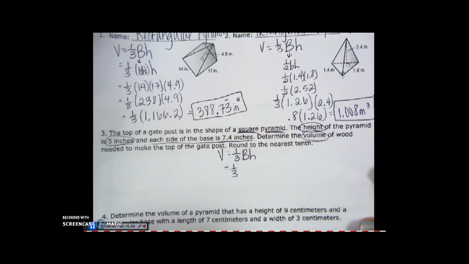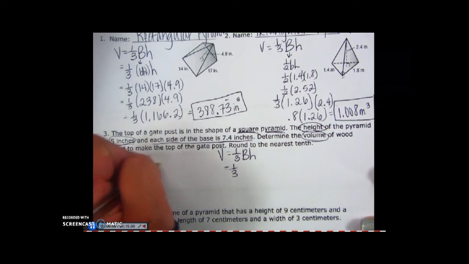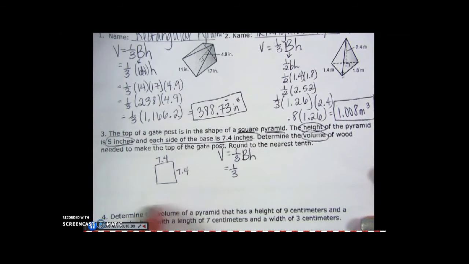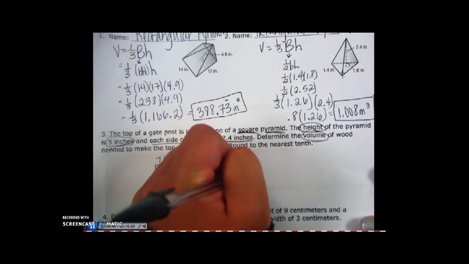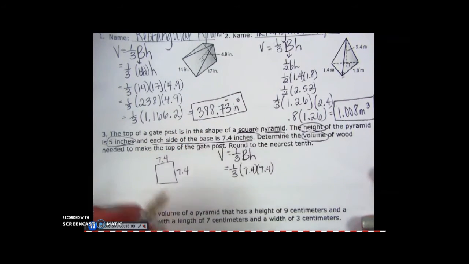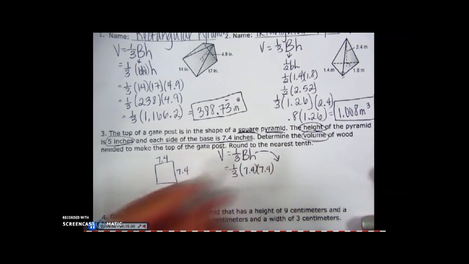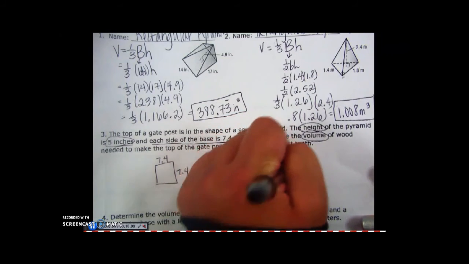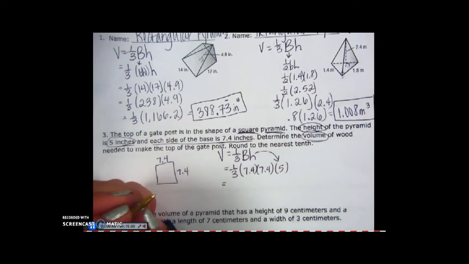So we have our 1/3 again, and now we need to figure out how we are going to find the area of our base. Well, our base is a square, and they said that the sides of my square are 7.4. So if we wanted to find the area of our base, we would use 7.4 times 7.4. And then h here is going to be the height of my pyramid, which they told us was 5. So now let's see what work we can do here.